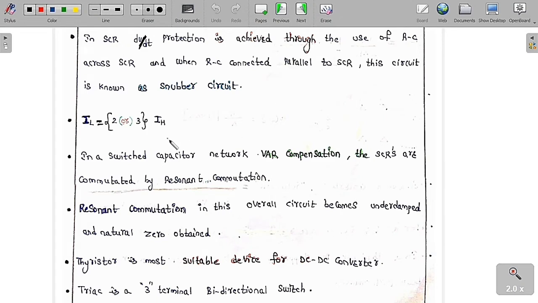The latching current is always 2 to 3 times greater than the holding current.